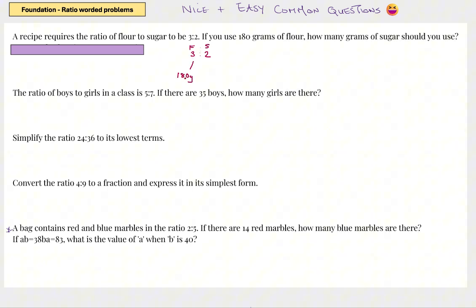So how did I get to 180? Well, I times it by 60. And that gave me 180 grams. I'll write it down for those that really don't understand these questions. So that's my 180. Because I times that by 60, I'm timesing the sugar by 60, which gives us 120 grams. So our answer is 120 grams.